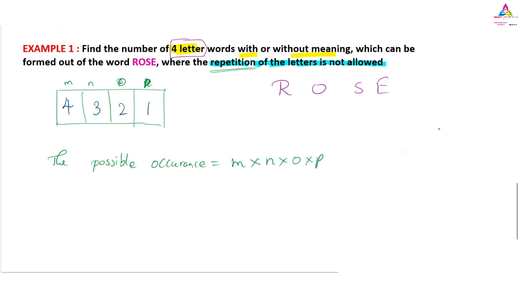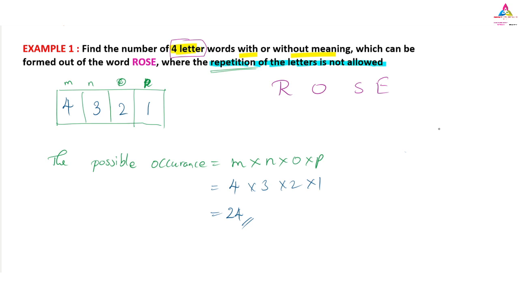So according to our fundamental principle of counting, we will go through it. Here we have M as 4 ways, here we have 3, here we have 2, and here we have 1. 4 times 3 is 12, 12 times 2 is 24, 24 times 1 is 24. So there are 24 ways to arrange these letters in different ways. So this is example number 1, and we found 24 ways.